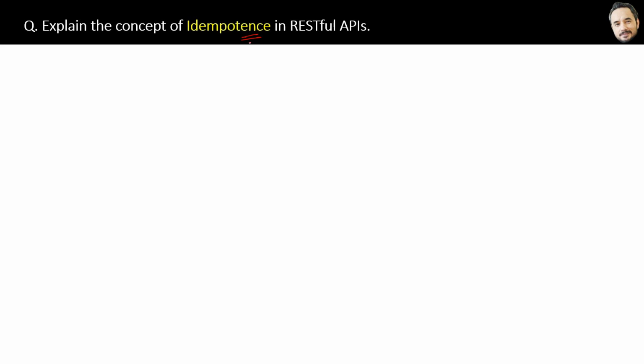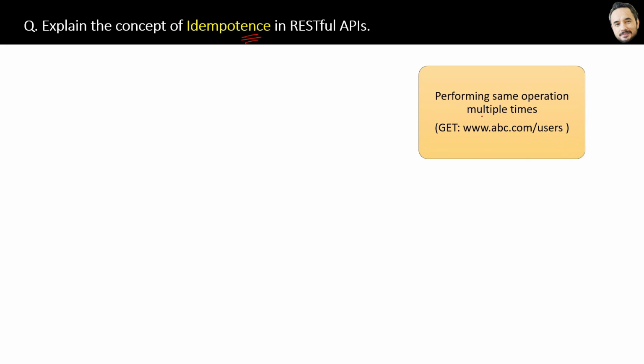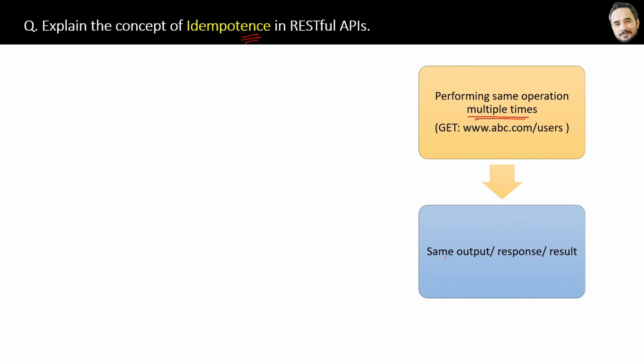Explain the concept of idempotence in RESTful API. This is not a very important question, but some students say that it has been asked in interviews, so let's understand it. Sorry for my pronunciation. Idempotent is a concept that guarantees that performing the same operation multiple times will always give the same output, same response, same result. So the word is hard but the meaning is easy.